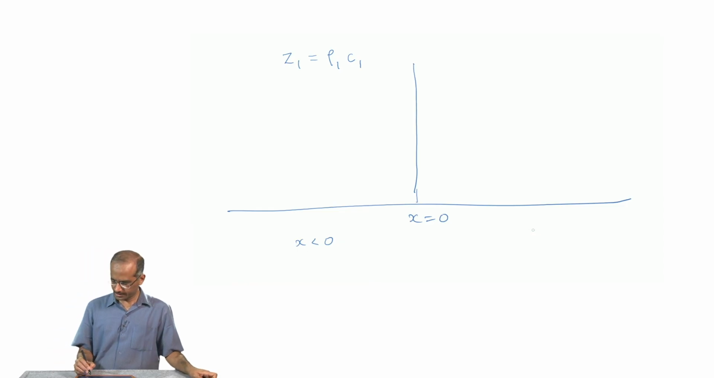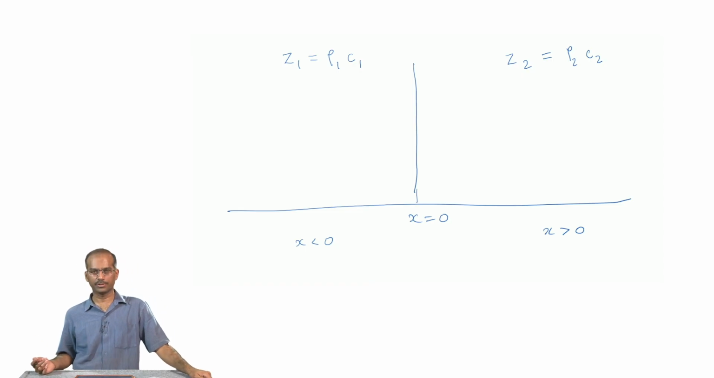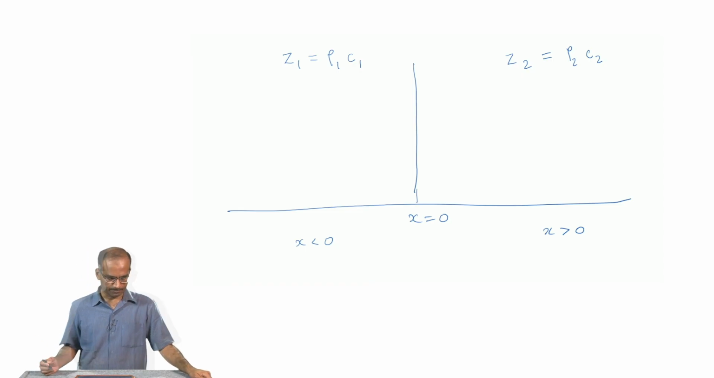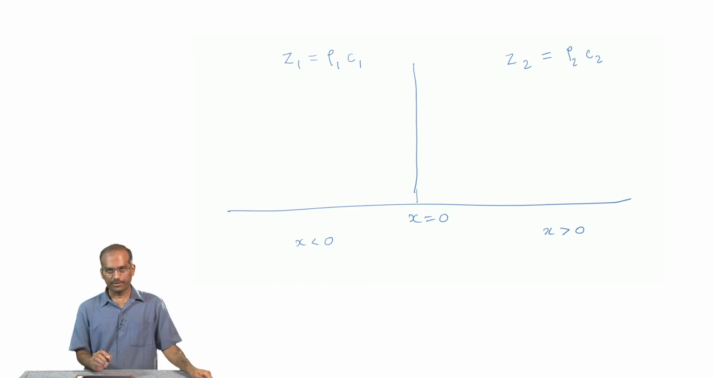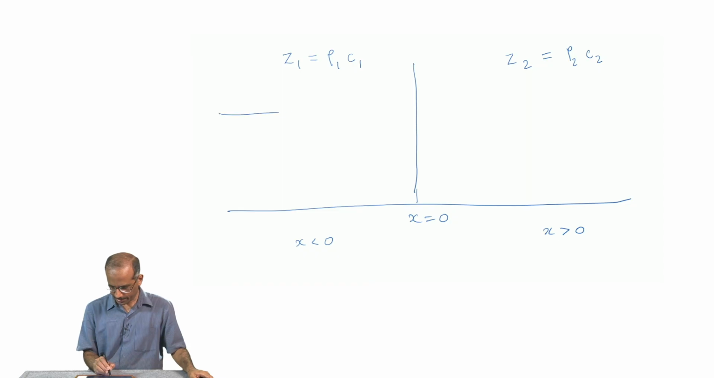And similarly, in the region where x is greater than 0, the medium is characterized by the impedance Z2, which will be given by rho 2 multiplied by C2. Again, rho 2 is the linear density in the second medium. So, I am going to have a wave that is coming in from far left. That would be my incident wave.